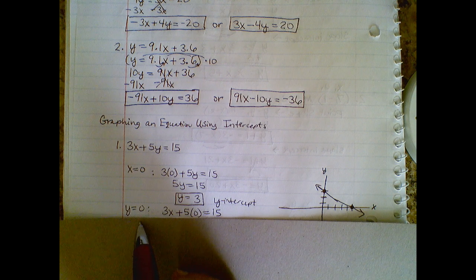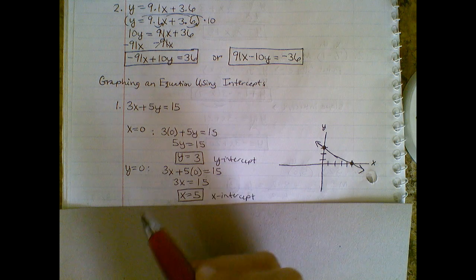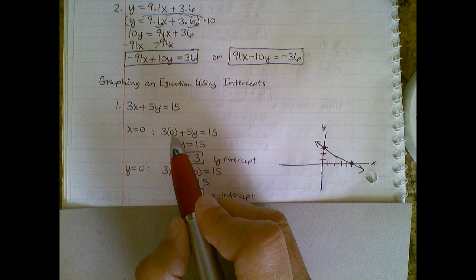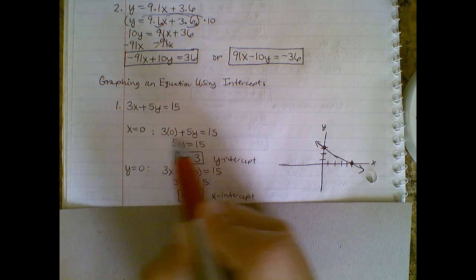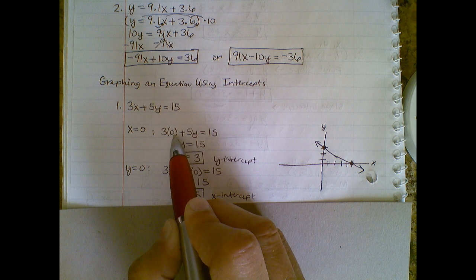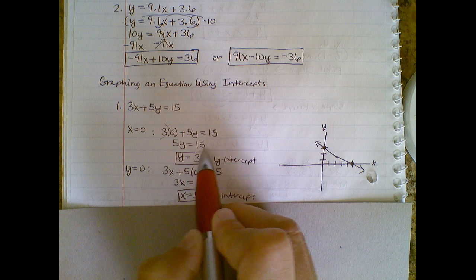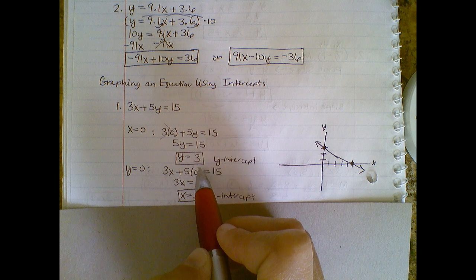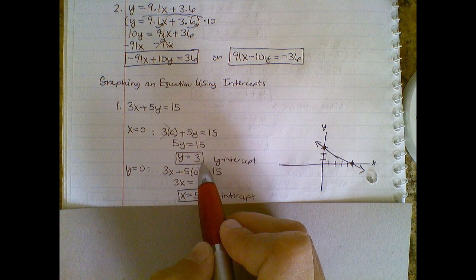And it doesn't matter the order in which you do this. So when I plug in x and y equals 0, so first off I'm going to plug in 0 for my x. I write everything else the exact same. Notice 3 times 0 is just 0, so I don't need that anymore. So I'm just left with 5y equals 15, which is a one-step equation that's easy to solve. So divide both sides by 5, and I get y equals 3.